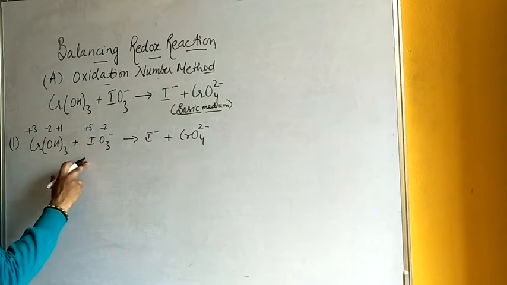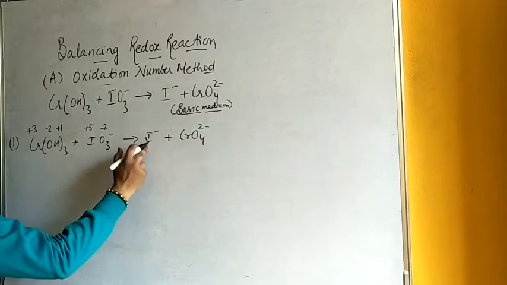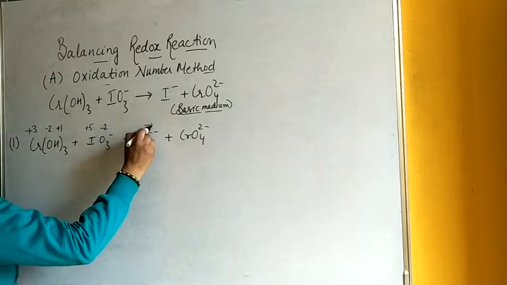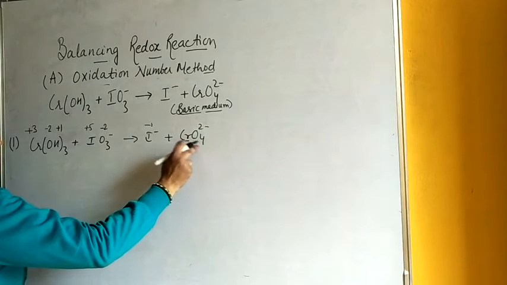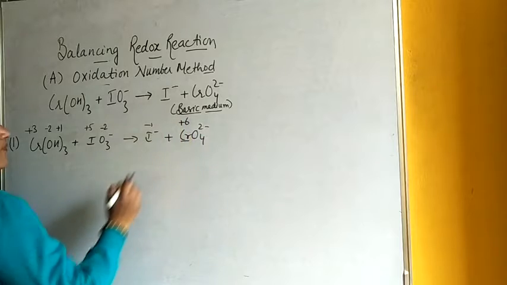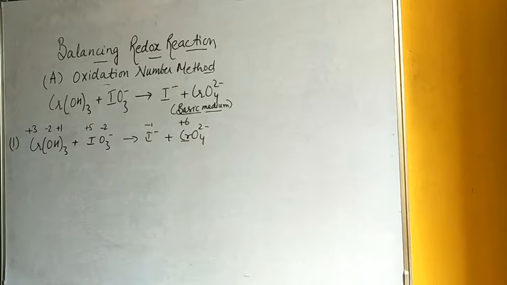I think everyone can find out the oxidation number, right? This is I negative, that is minus 1 oxidation state. Here it is CrO4 2 negative. If you find for chromium, student, so it will come how much? It will come plus 6. So these are the oxidation numbers of the atoms here. So the oxidation number of chromium is plus 3, right? Oxygen minus 2, hydrogen plus 1, iodine it is plus 5, oxygen it is minus 2, iodide minus 1, and chromium it is plus 6, and oxygen it is minus 2.